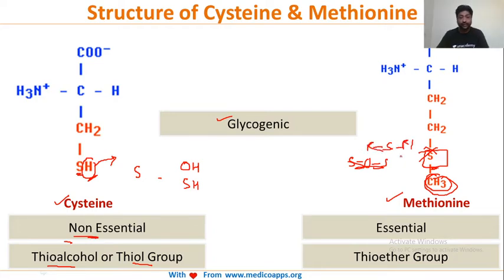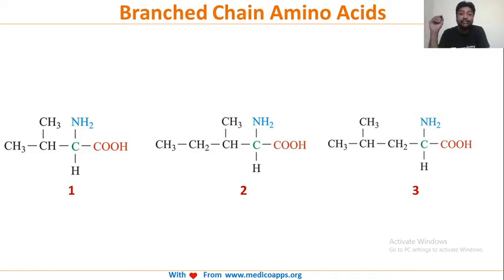So can anyone identify branch chain amino acid 1, 2, and 3 quickly? What is amino acid 1? What is amino acid 2? What is amino acid 3? Very quickly.